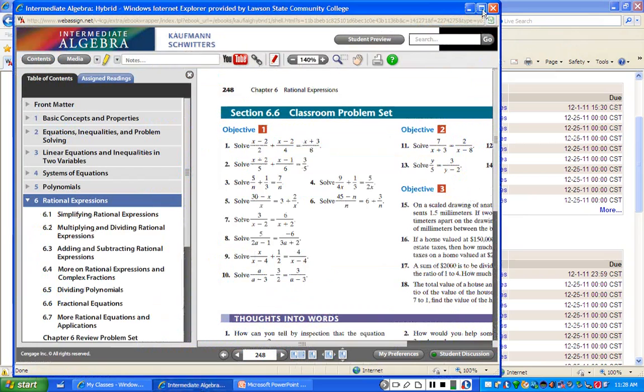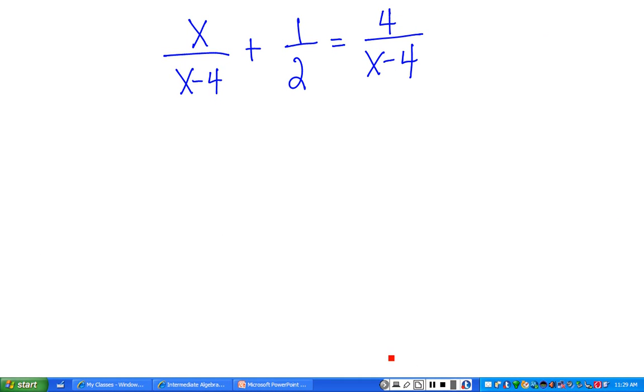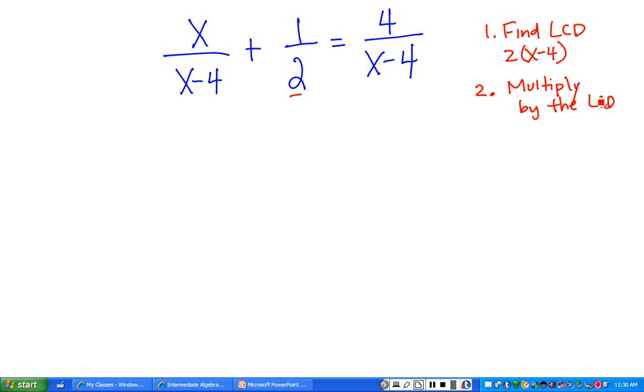So what I want to do is go to the text and try some of the problems from the classroom problem set from section 6.6. So let's try number 9, and then we'll go to section 6.7. Find the LCD. The LCD here, we have a 2 and we have a x minus 4, so that's our LCD. The next step would be to multiply each term by the LCD. So we emphasize multiply each term.